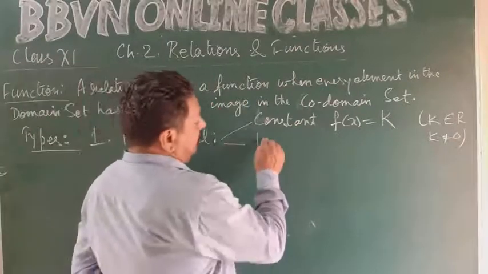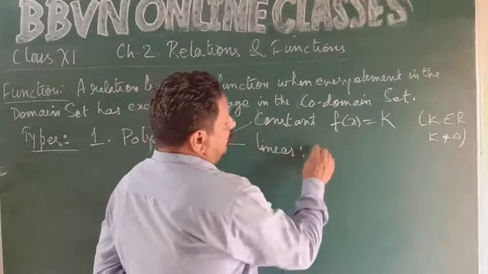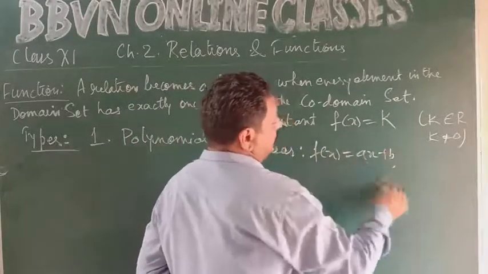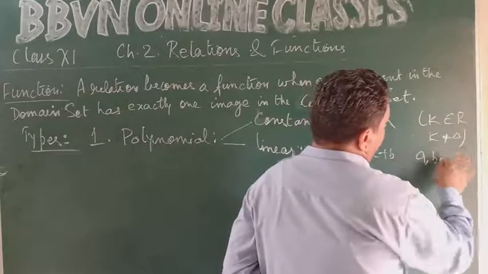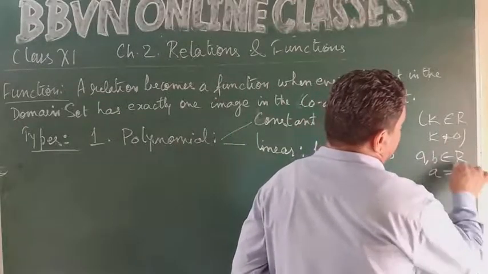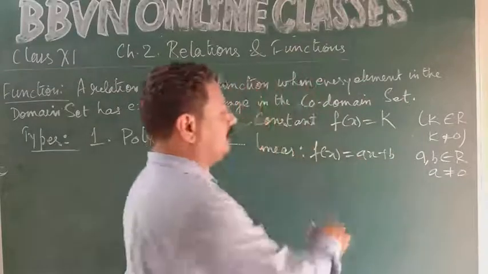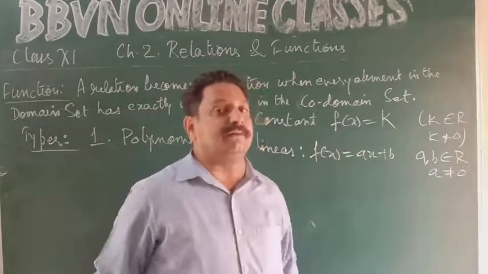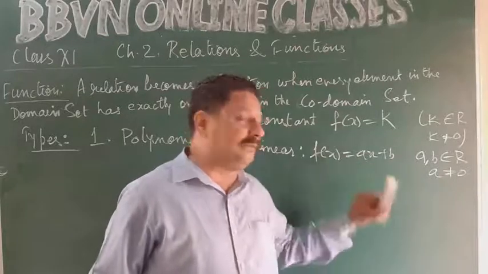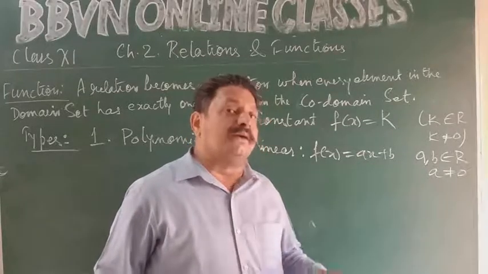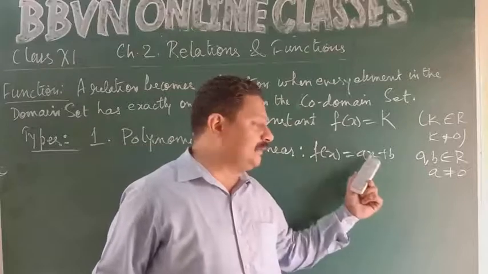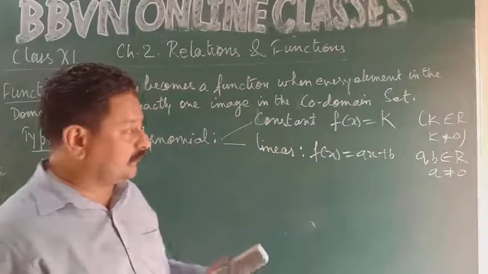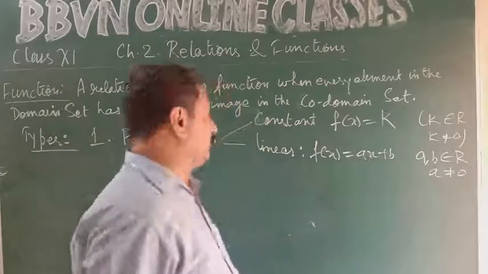Next, linear polynomial. A polynomial in the form f of x equal to ax plus b, where a, b belong to R and a is not equal to 0. This cannot be 0. If it becomes 0, the coefficient of x is 0. You will not have a term containing x, so this will not be a linear polynomial. To be a linear polynomial, the variable should have the power 1. The highest power of the variable should be 1. So this is a linear polynomial.